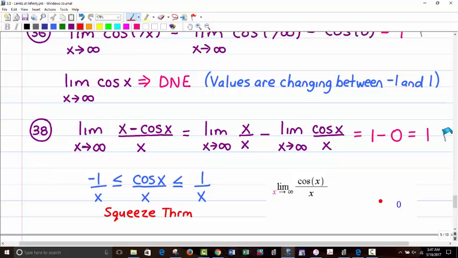This one I typed in the Maple software to show you. That was 0. But the whole result is going to be 1, because it'll be 1 minus 0, so the final result will be 1, even though that limit by itself is 0.